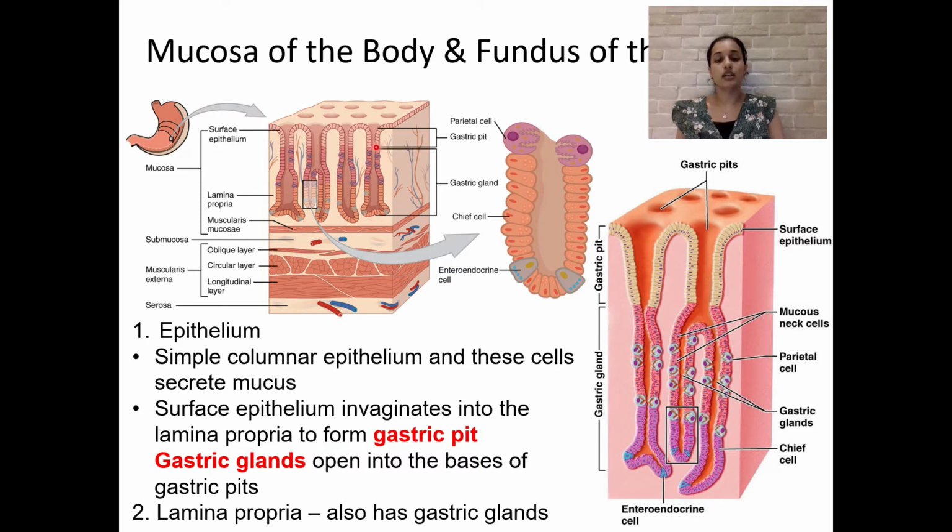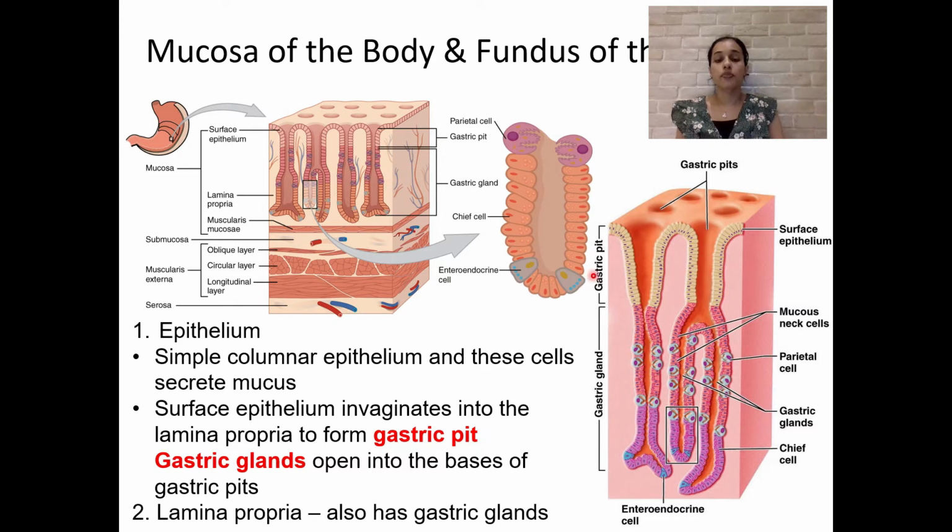So this darker one is the gastric glands. Gastric glands have many cells. Okay, so they open into the base of the gastric pit. So whatever secretion is secreted by the cells in the gastric glands enters the gastric pit and comes in contact with the bolus of food present in the lumen. And this is the lamina propria, which has the gastric glands. Along with that it has blood vessels and lymphatic vessels, so it is mainly loose connective tissue.